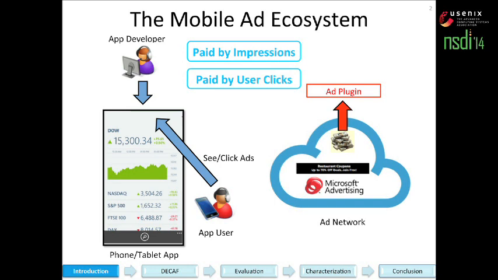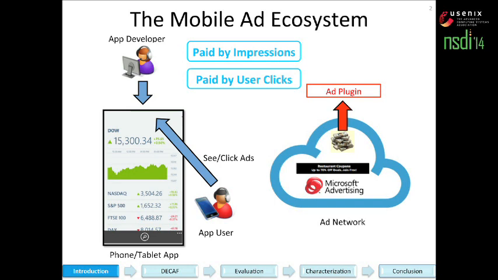Although most mobile apps seem to be free, this is actually not the case, because free apps depend on advertisements to earn revenue for developers. There are three players in the ecosystem: first the app developer, then the app user, and also the ad network. Developers embed ads in their app, and to do so, an app developer needs to first register with a mobile ad network, such as Microsoft Advertising. The ad network provides the developer with an ad plugin.